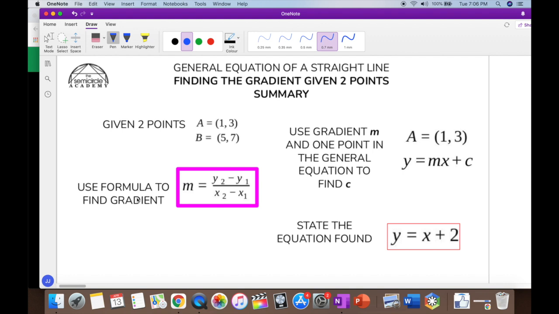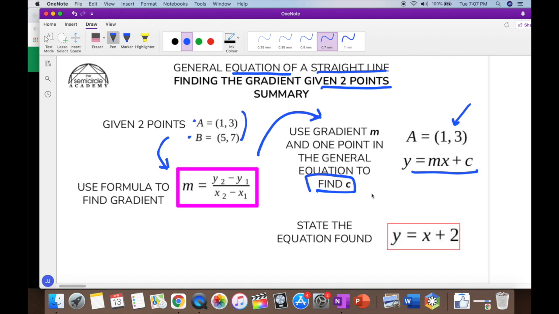So this is just a general summary. When you want to find the general equation of a straight line, you are normally given 2 points. When you are given 2 points, the first thing you do is find your gradient m. And then once you find the gradient m, you could use that with this equation and a point. So take any one of these points and substitute it into the equation with m, and you should be able to find c. And then the most important thing is to state the final equation that you find.